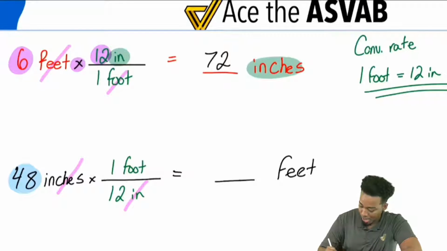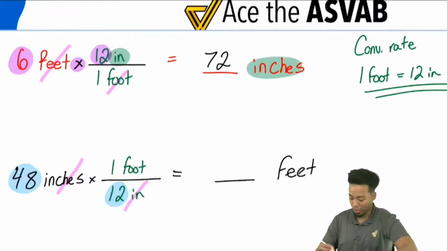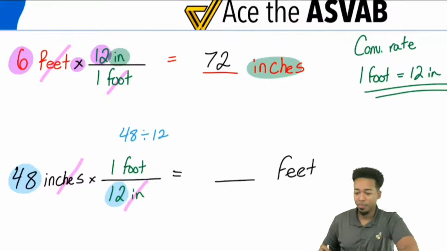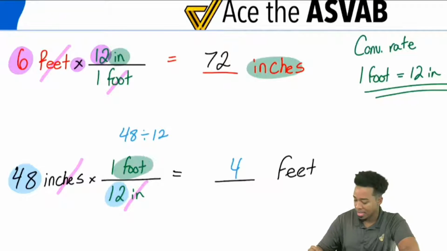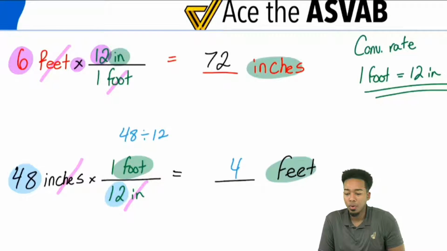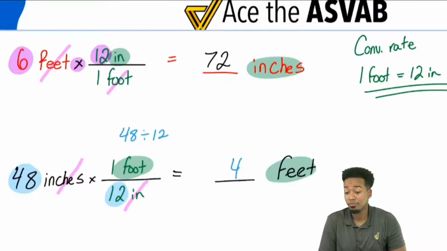We have 48 up top and 12 on the bottom. So that's division. 48 divided by 12. What is that, my party people? That's going to end up being 4. And that is 4. What's your unit there? Feet. Boom. And you're good. So with that said, does that make a little more sense than it did before?